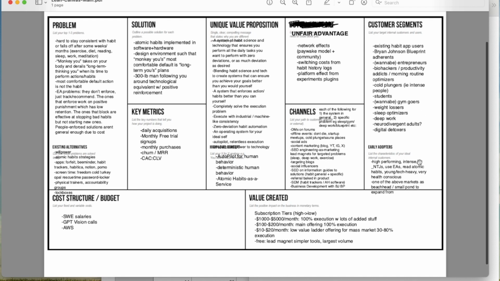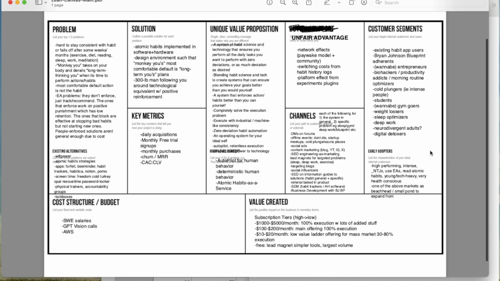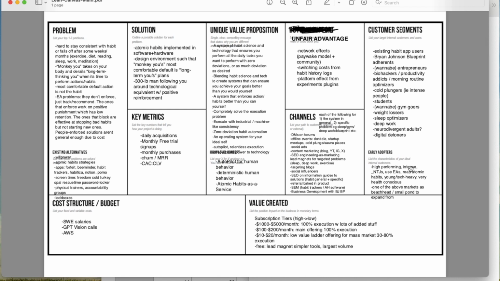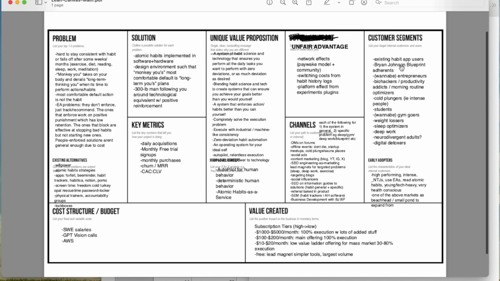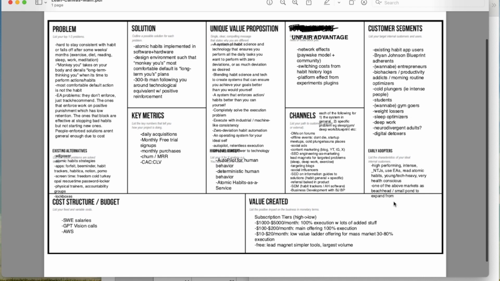Okay, this early adopter section here where I listed these characteristics, this is not really how you do this. This is too much of a restriction on the space. But they're mainly people that have some sort of switching trigger and are using some existing alternative. But these customer segments, there are so many different ones here. The channels to reach them are so different. Their specific problems are different. It's worth splitting these up into different lean canvases, which we're about to do. But I do want to say that one of these markets is probably going to be the beachhead, that small pond that you expand from to tackle the other markets.